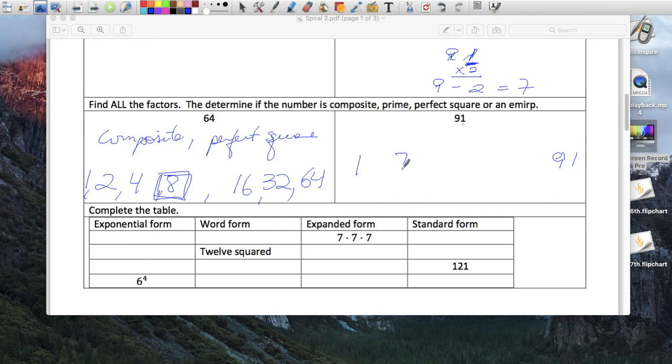Oh, careful. The only number multiplied by 7 that's going to give you a 1 at the end is 3. So you're going to know it's 7 times something that ends in a 3. And this one could be 13. 7 times 3 is 21. Carry the 2. 9. So that works. 7 and 13. There we go. All my factors. Is it prime? No. Is it composite? Yes. Perfect square? No. Is it MERP? No.